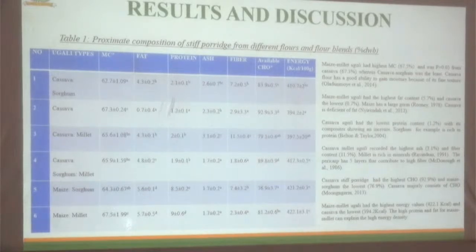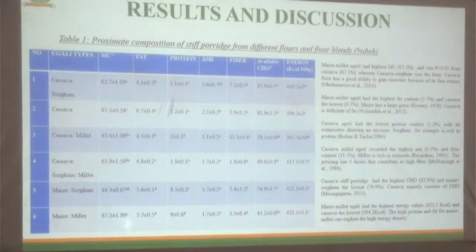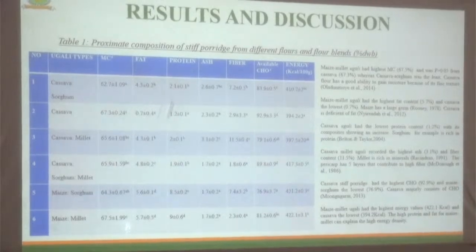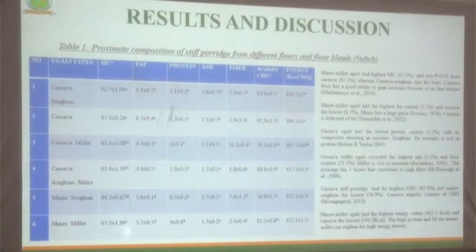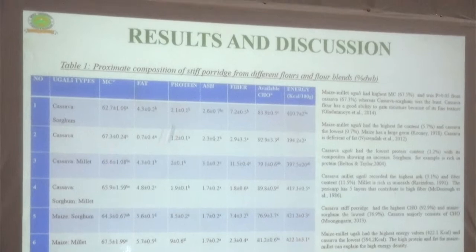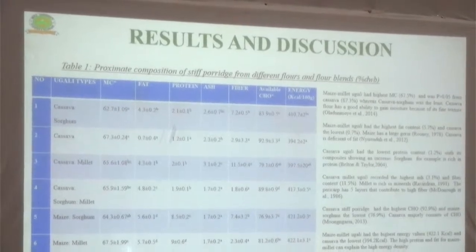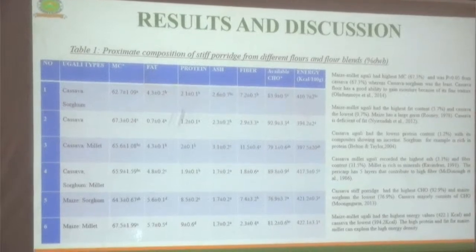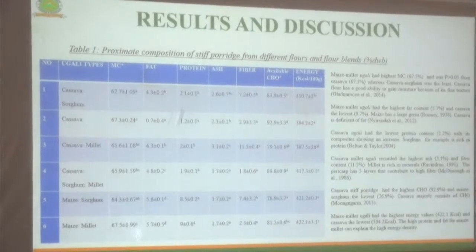Cassava millet ugali recorded the highest ash and fiber content, and this is because millet is rich in minerals, and the pericarp itself, having 5 layers, contributes to the high fiber. Cassava stiff porridge had the highest carbohydrate content, whereas that of maize sorghum had the lowest, and this is because cassava majorly consists of carbohydrates.